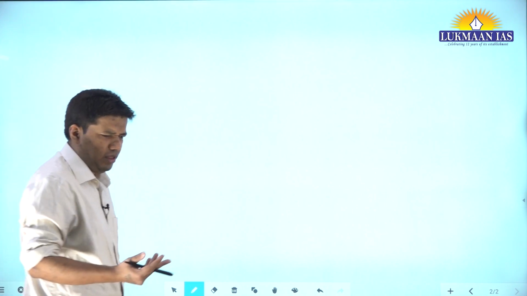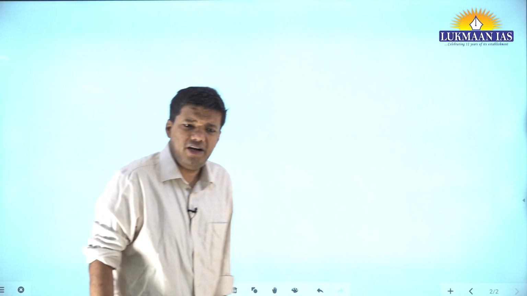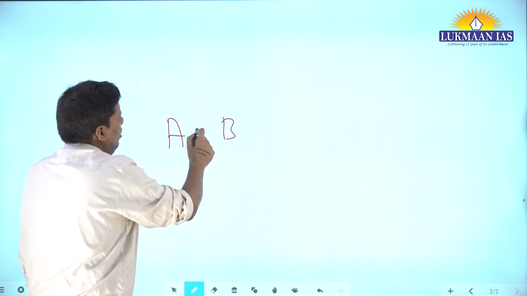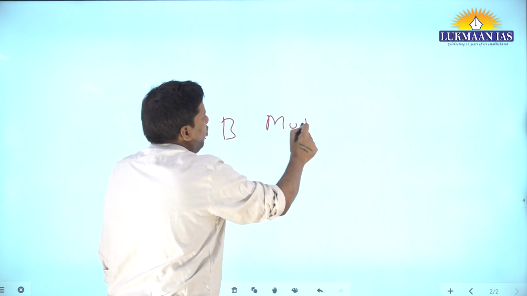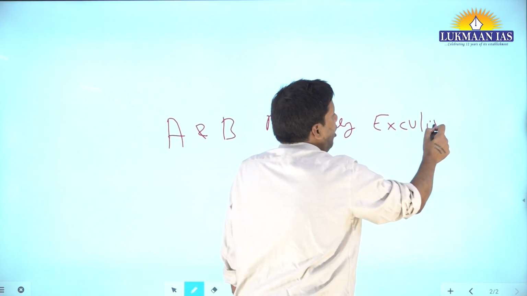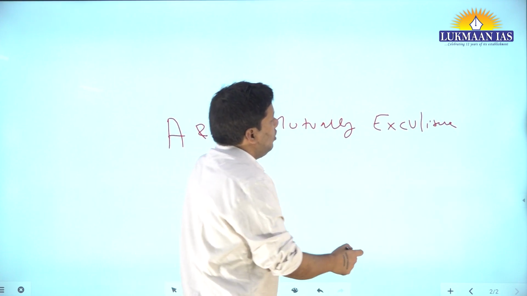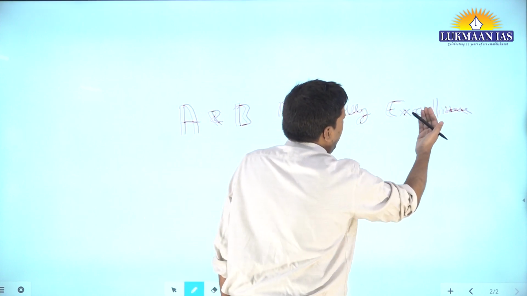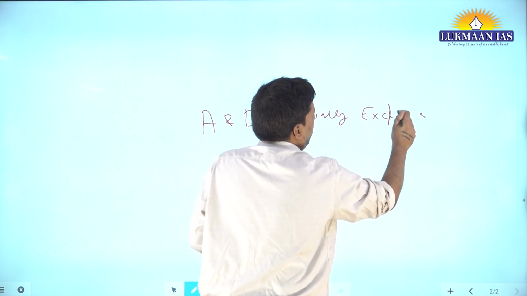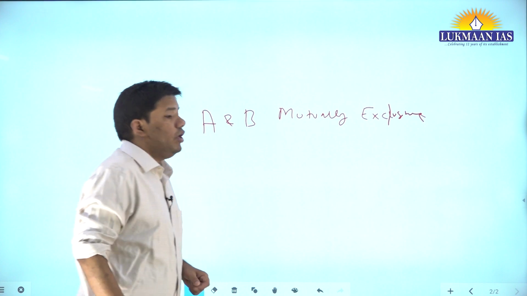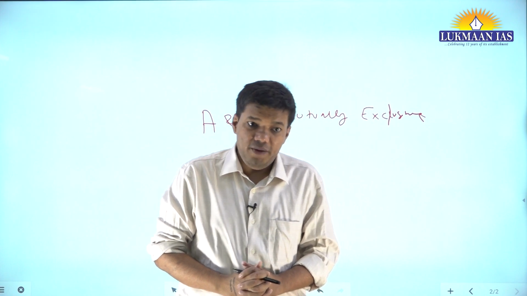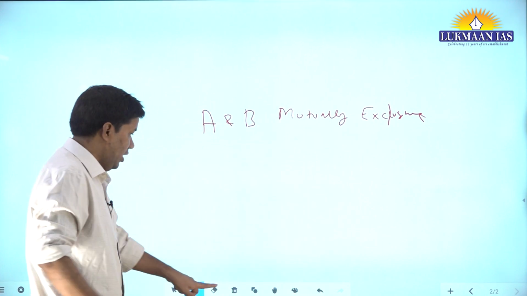Now you understand things like what is mutually exclusive, what is independent. Let's say when I say A and B are mutually exclusive. A and B are mutually, what does it mean? Exclusive, right? Okay, you are saying when things are mutually exclusive, they are independent. No. See, here is a problem.